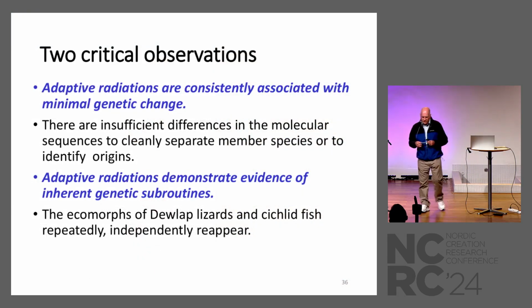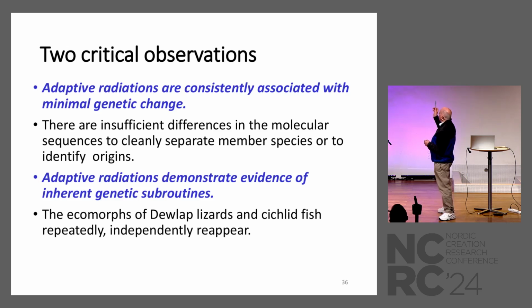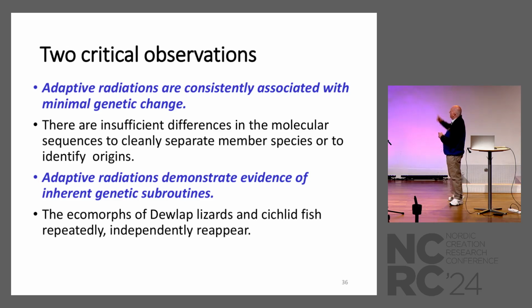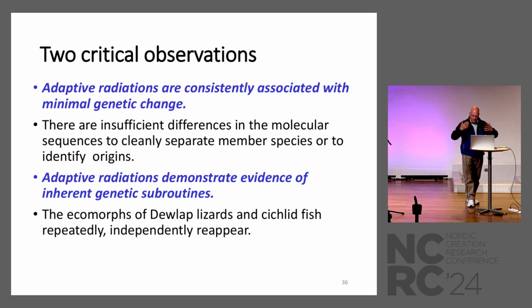When you do the genetics, the genomics, what do you find? Adaptive radiations are consistently associated with minimal genetic change. What is surprising is there's insufficient differences in the molecular sequences to clearly separate member species, because they're so similar to each other. Adaptive radiations demonstrate evidence of inherent genetic subroutines. For instance, the ecomorphs of the dewlap lizards, or those cichlid fish, you kept seeing the same thing coming out. The information is there already. Nothing has to be mutated into existence. It's already present.